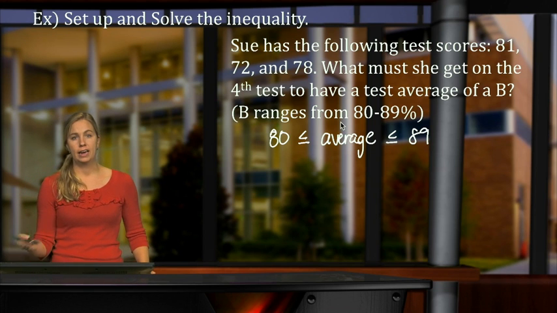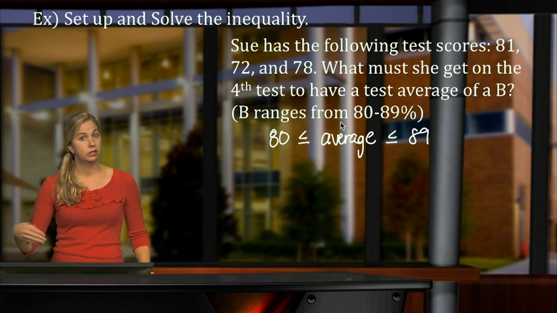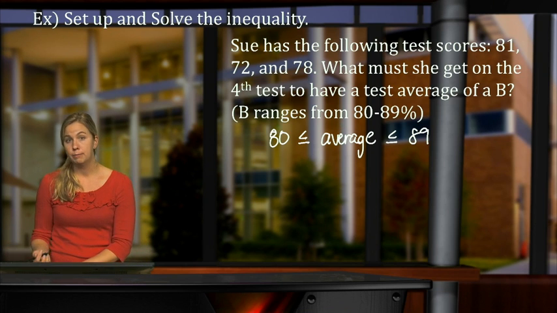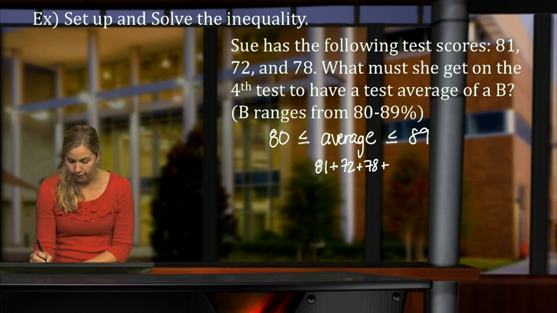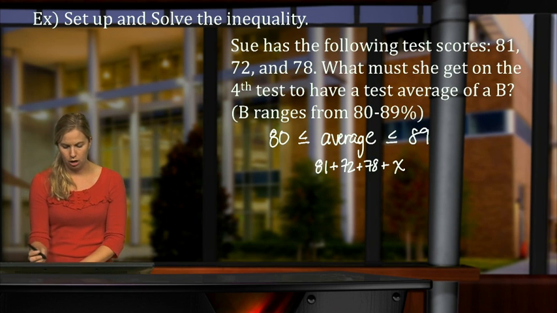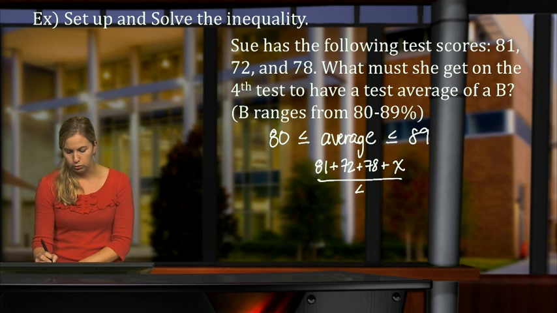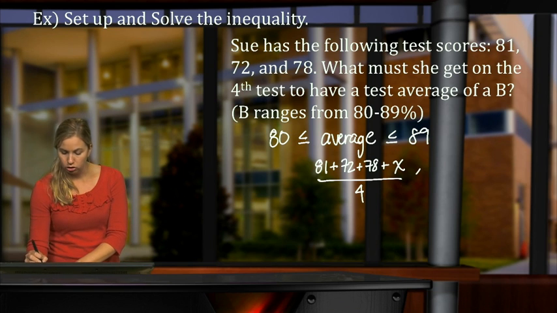Now, how do we find an average? We add up all of our values and divide by how many there are. We're talking about test scores. So we have a test score of 81, 72, 78, and then we have a 4th test which we don't know. There's our unknown x, which we will divide by 4 to find the average.